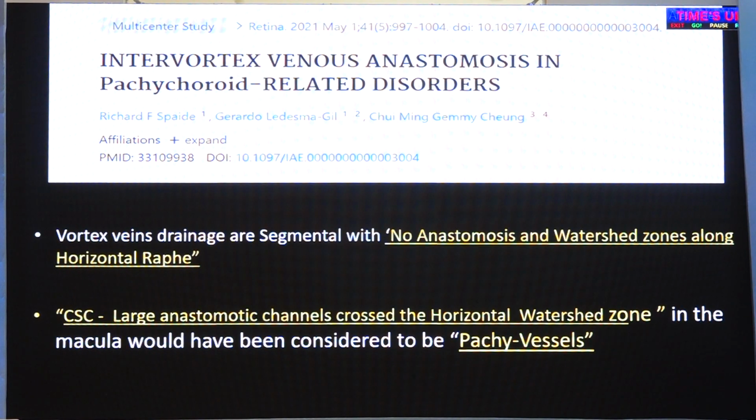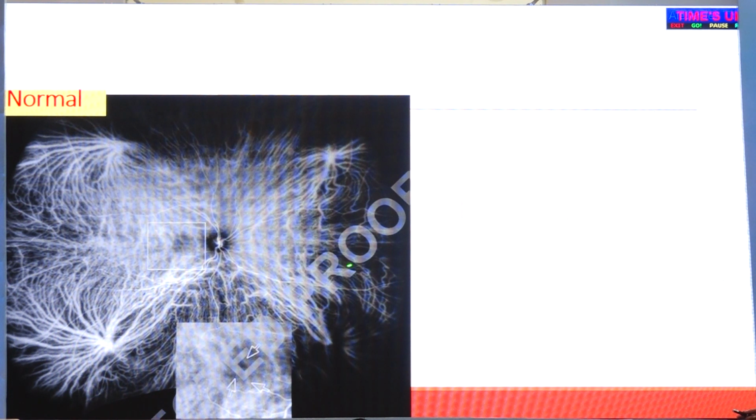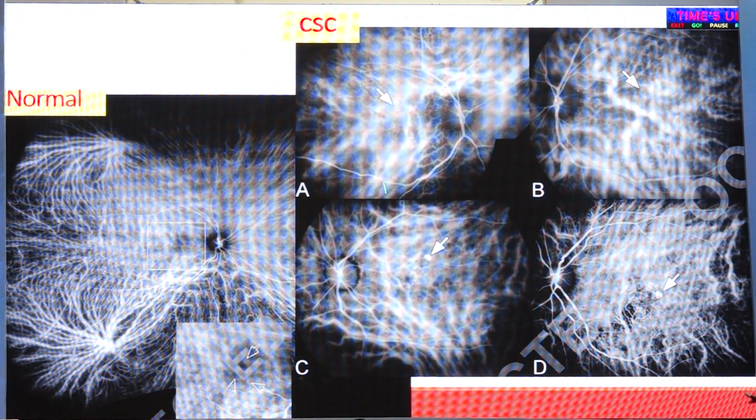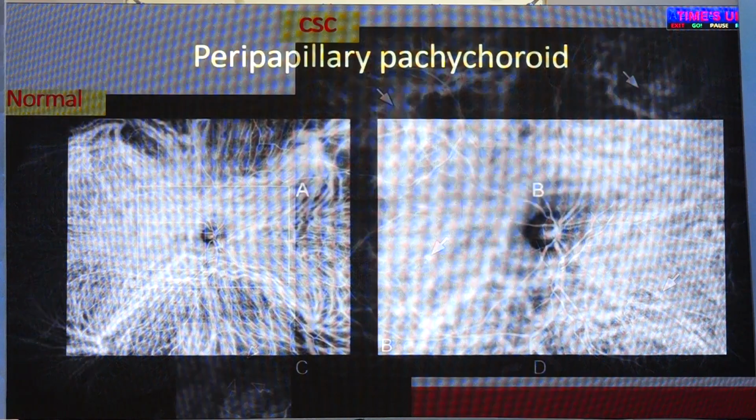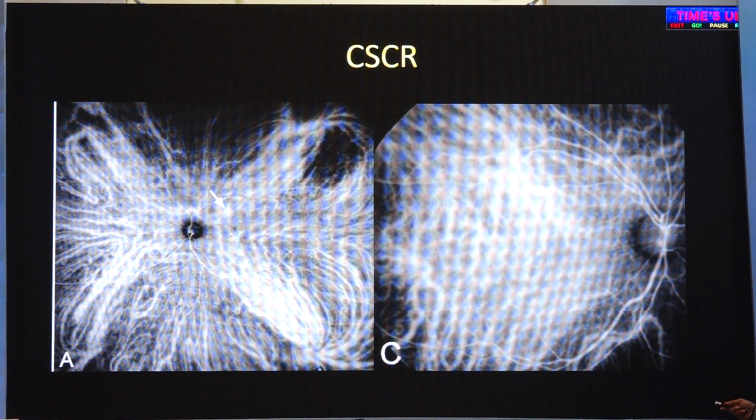So in this regard, it was shown first by Spaide and then others that in CSC, there is a breach of this horizontal watershed zone along the horizontal raphe, where in CSC, there could be these large caliber vessels crossing the horizontal raphe and obliterating the watershed zone with intervortex anastomosis. In peripapillary variant of CSC, you can have this intervortex anastomosis around the optic disc and not at the macula. In CSC, you have it at the macula. In peripapillary, you can have it around the optic disc.